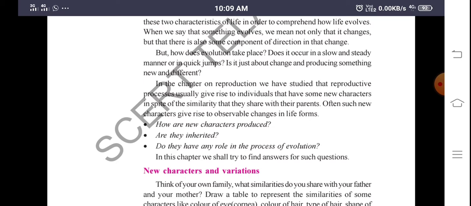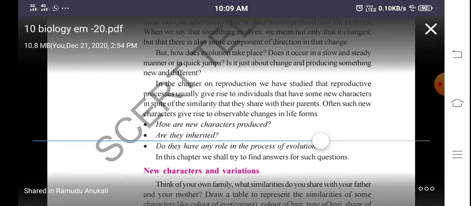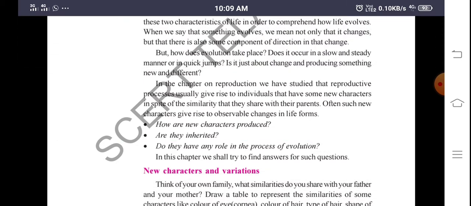In this heredity lesson, we mainly want to know how new characteristics are produced or inherited. Inherited means the characteristics getting transferred from parents to children, that is, from generation to generation. Inherited means transferring of characteristics from generation to generation.